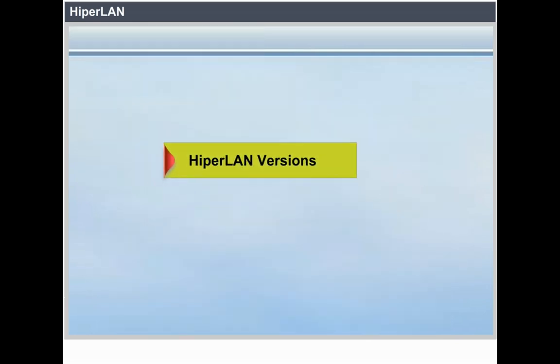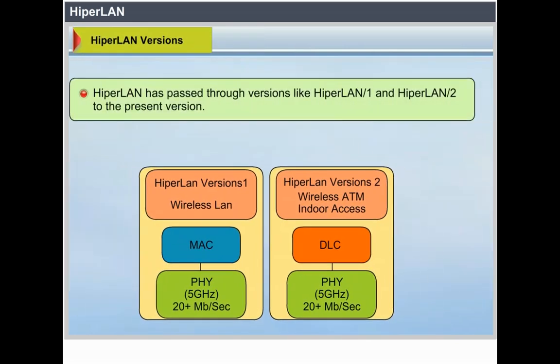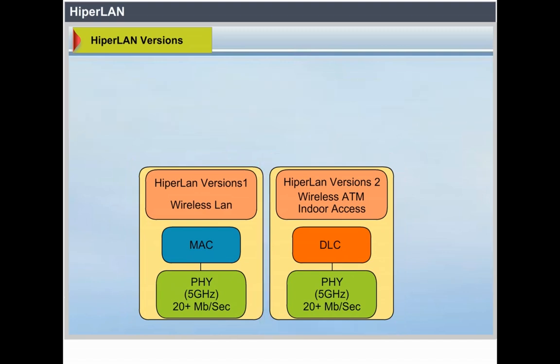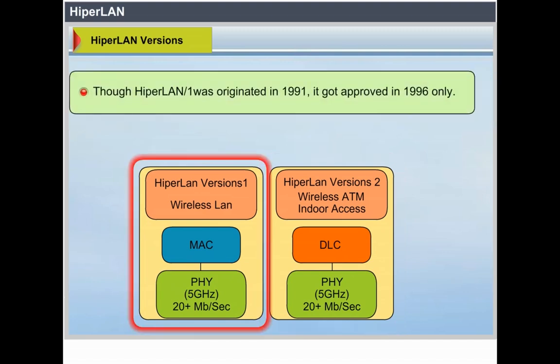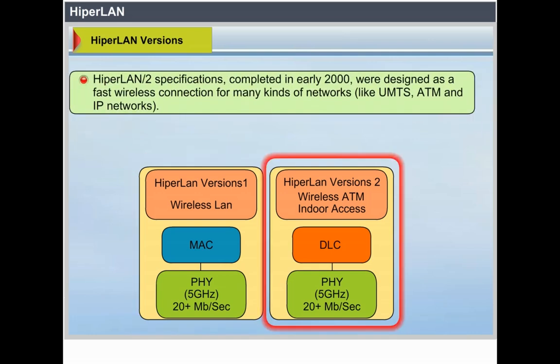HyperLAN versions. HyperLAN has gone through versions like HyperLAN 1 and HyperLAN 2. HyperLAN 1 started in 1991 and was approved in 1996. HyperLAN 2 specifications, completed in early 2000, were designed as a fast wireless connection for many kinds of networks like UMTS, ATM, and IP networks.